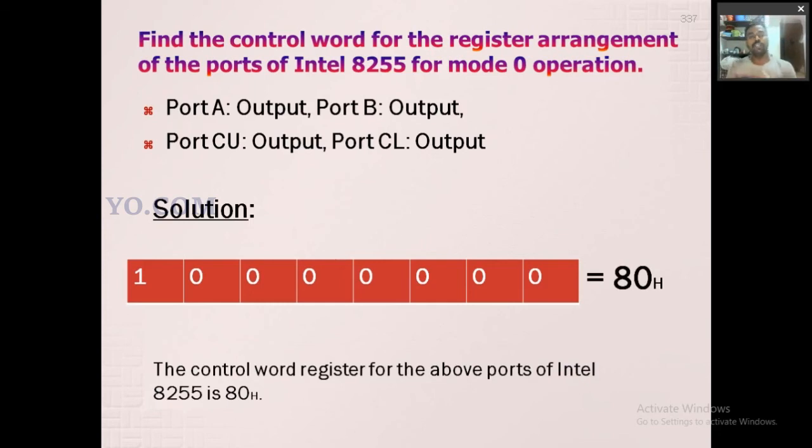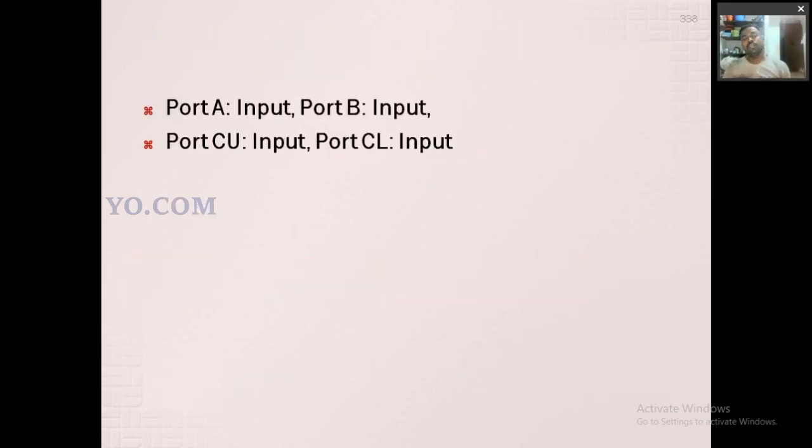Next, find the control word for the following arrangement of the 8255. Port A is output, port B is output, port C upper is also output, port C lower is also output. So all the ports are output ports, meaning 0 0 and 0 0 0. Here D7 is 1 because it is the I/O mode. So the data is 80. So 80 means all the ports are output ports. The control word for the above arrangement of the Intel 8255 is 80H.